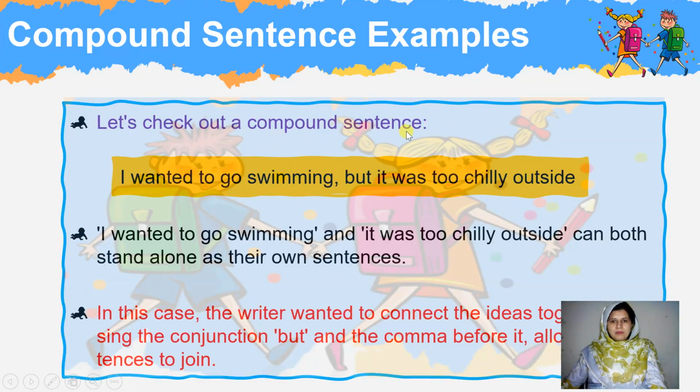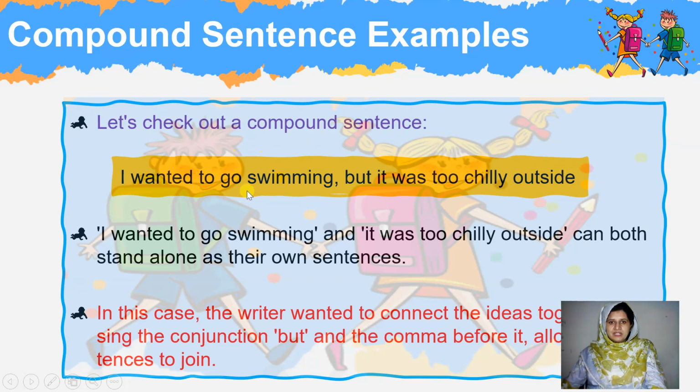Let's check out a compound sentence. You can see here, I wanted to go swimming. I is the subject, wanted to go swimming is the predicate. So this is one independent clause, then a comma, but, the coordinating conjunction. It was too chilly outside. It is the subject, was too chilly outside is the predicate. Another complete independent clause.